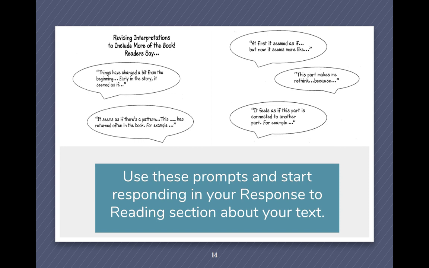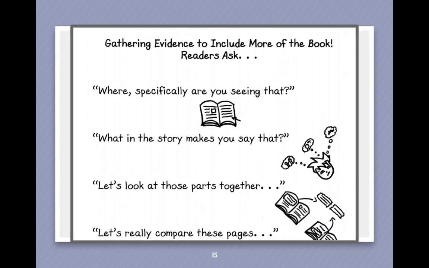So once you're done analyzing what the minor characters have been doing, you might want to talk about some of these items. It seems as if there's a pattern, like this keeps happening or this keeps returning often in the book. At first it seemed as if, but now it seems more like. These are good sentence starters to help you, and I hope it does help you. And then finally, gathering evidence to include more of the book. You're going to talk about where specifically you are seeing it. So like, according to chapter 2, we saw this happening. What in the story makes you say that?